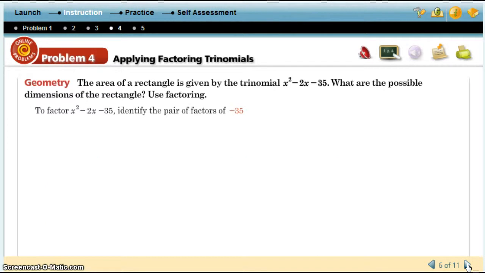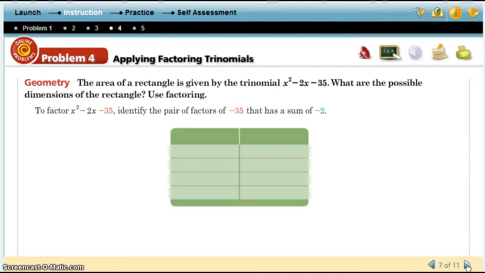To factor x squared minus 2 times x minus 35, identify the pair of factors of negative 35 that has a sum of negative 2. Use a table to organize the factor pairs. The pairs of factors of negative 35 are 1 and negative 35, negative 1 and 35, 5 and negative 7, and negative 5 and 7.